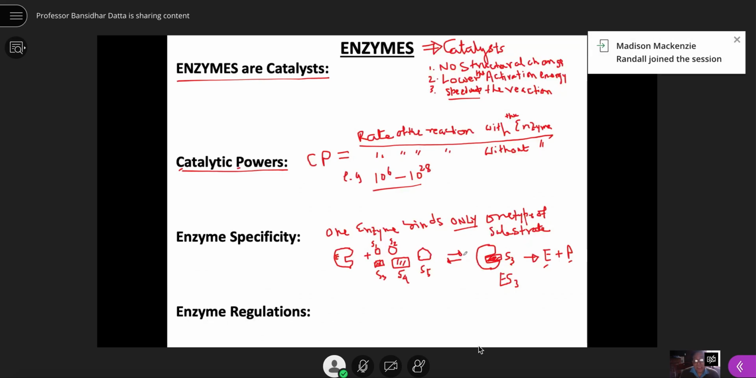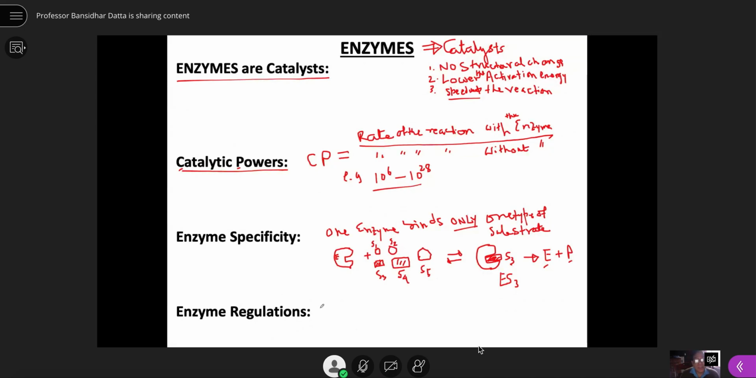This enzyme activity is regulated by many different factors. So for enzyme regulation, there are several factors. I'm going to write only a few. Factors that regulate means turning it off and on. There are many factors, and I'm going to give you only a few.